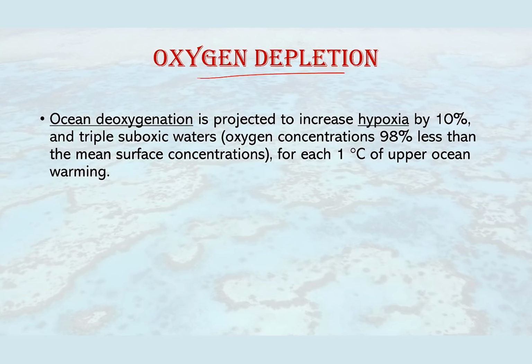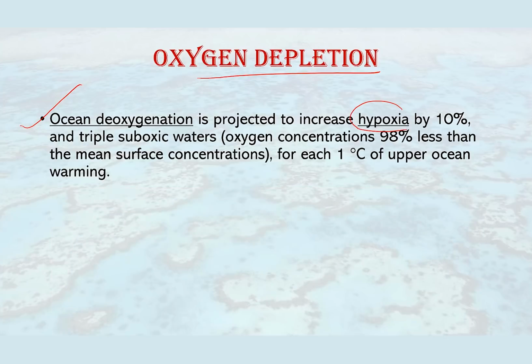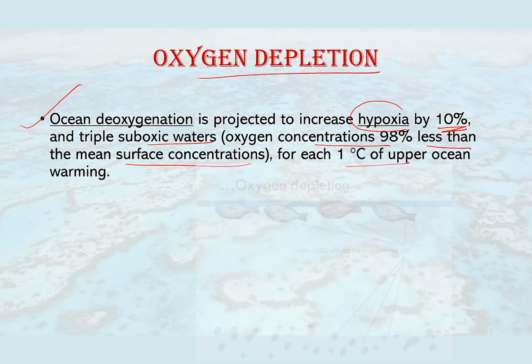Now, even the oxygen depletion. Ocean deoxygenation is projected to increase hypoxia by 10% and triple suboxic waters. Oxygen concentration is 98% less than the mean surface concentration for each 1 degree of upper ocean warming. So ultimately there is also a loss of biodiversity because of oxygen depletion.